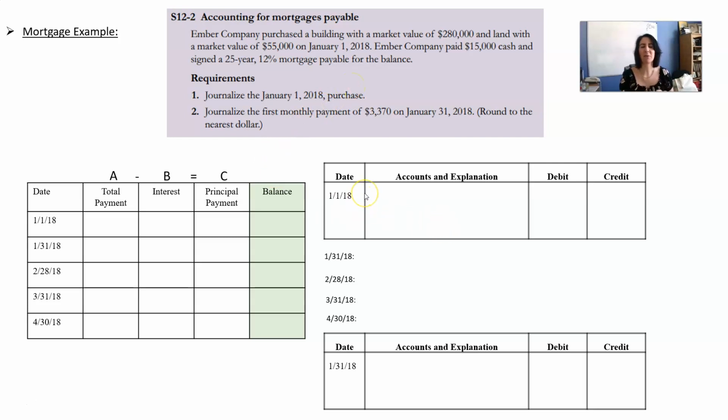Okay, so on January 1st, 2018, same as you did before, you're basically just buying the stuff and establishing the note or the mortgage payable. So we're going to record the building because that's what we got, and we're going to record the land that we purchased, and now we have mortgage payable for $320,000 of it and cash for $15,000 because we're paying $15,000 in cash. So all of these I just grabbed from this first sentence.